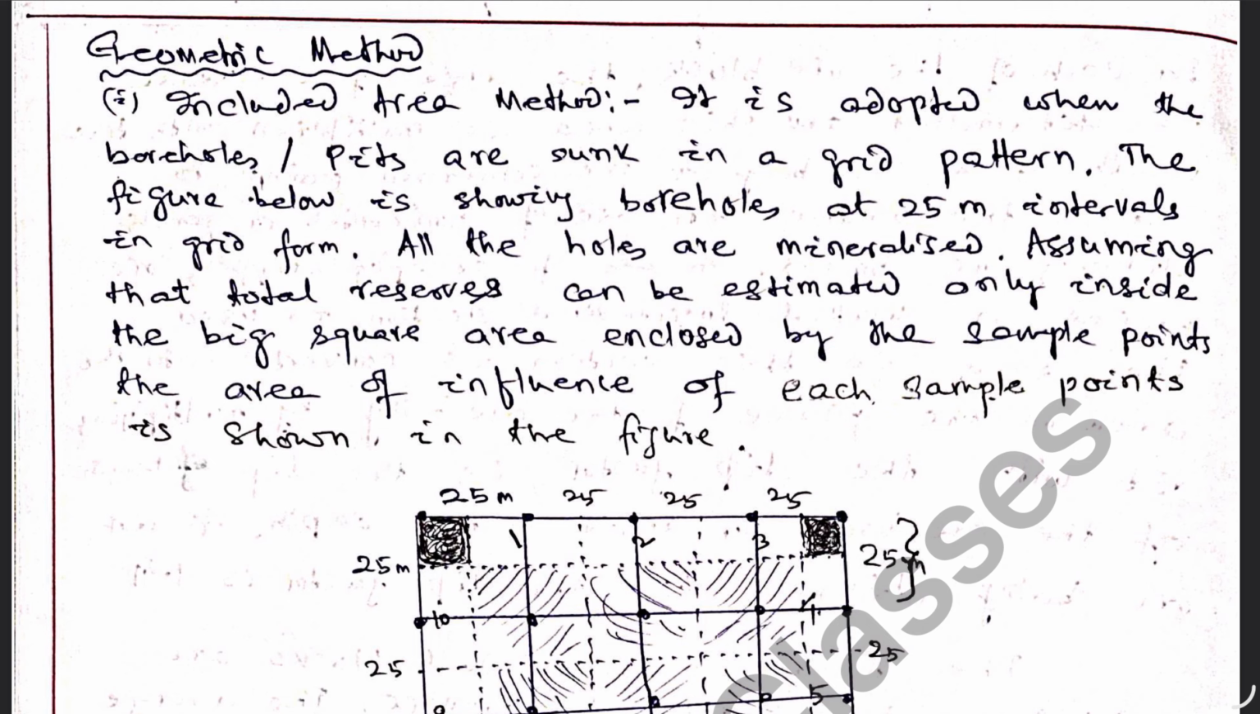In my previous lecture, I have already discussed what is sampling, what is assaying, and I was discussing about the reserve estimation. In reserve estimation, I have already discussed what is reserve, what is resource, and how the reserves are classified into three types: proved, probable, and the possible ores, possible reserves. Then I have discussed how the average grade can be found out.